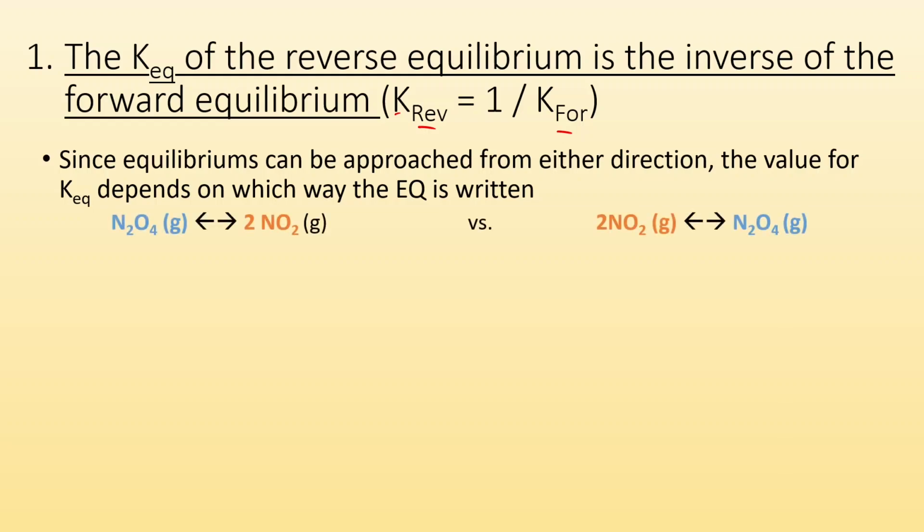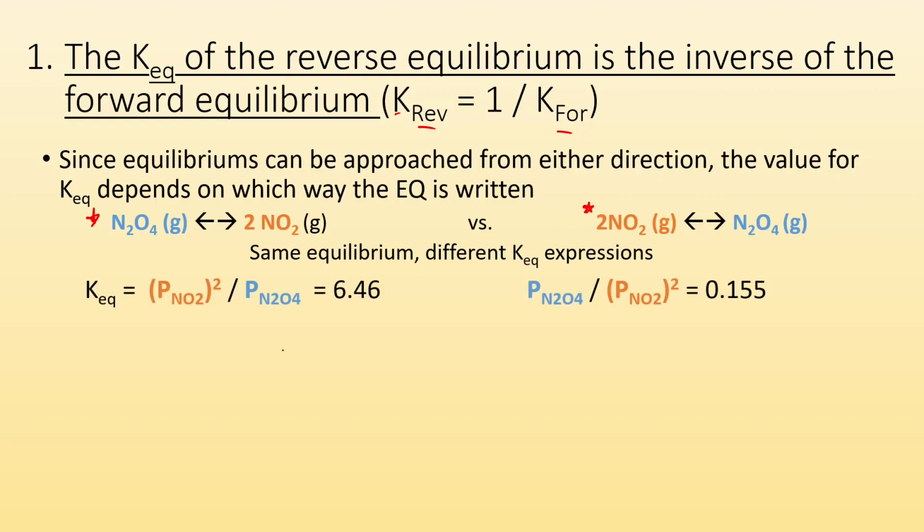So for example, here I got N2O4 in equilibrium with 2NO2. Now I can look at it this way, or I can look at it this way. And it's the same equilibrium, but we wrote it differently, so our KEQ expression is going to be different, right? So the expressions are going to be the inverse of each other. Here I wrote N2O4 on the left side, so it's going to be on the reactant, so it's going to be on the bottom of my KEQ expression. And I end up with this value.